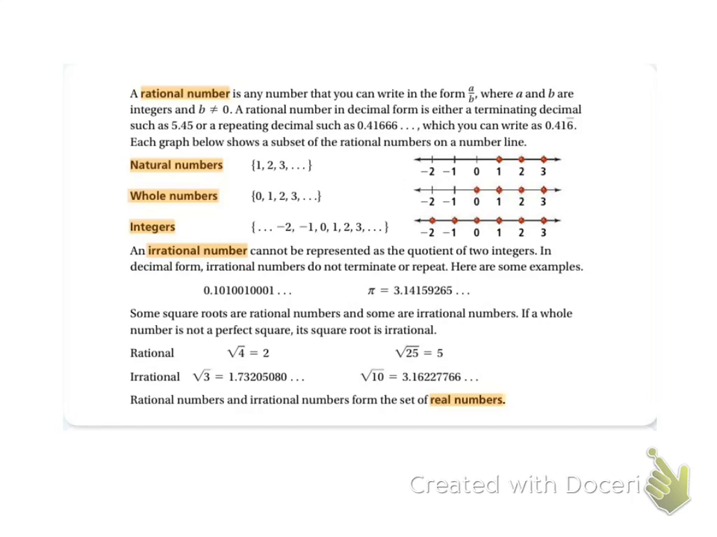And when we use square roots, some square roots are rational. So the square root of 4 is 2. 2 is a rational number because it can be written as a fraction, 2 over 1. And the square root of 25 is rational because it's equal to 5. But the square root of 3 is irrational because it's 1.73205080, it keeps going. And the same thing with the square root of 10. Rational numbers and irrational numbers form the set of real numbers.